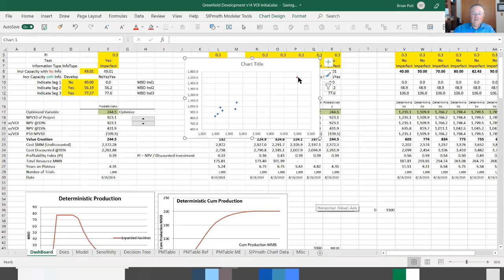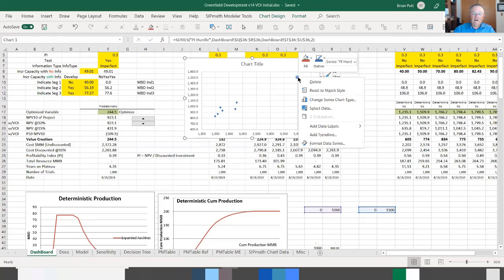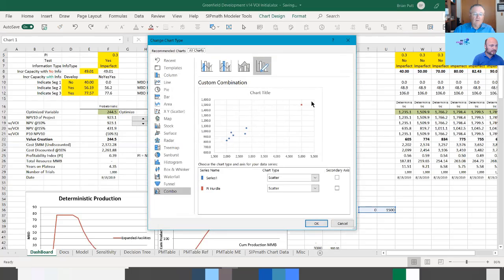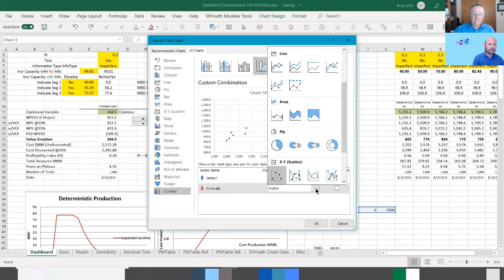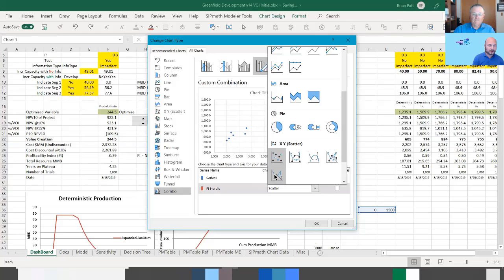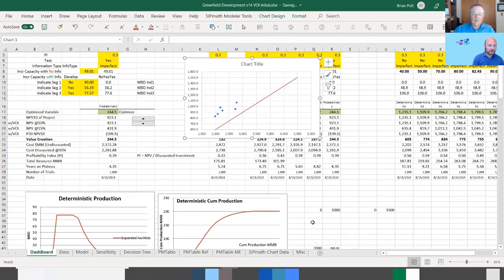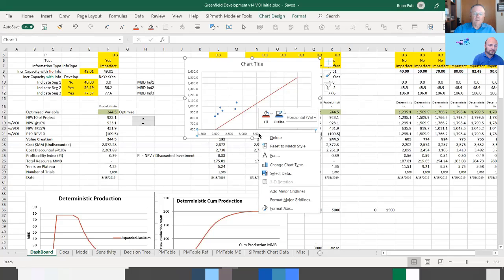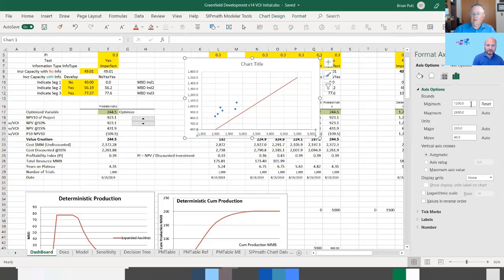I'll right click on that, and I can say change series chart type, combo. Oh, here we go. PI hurdle wants to be a line. So now we can see, and what you asked about the definition of value creation, let me once again change this axis format so it looks a little bit better.